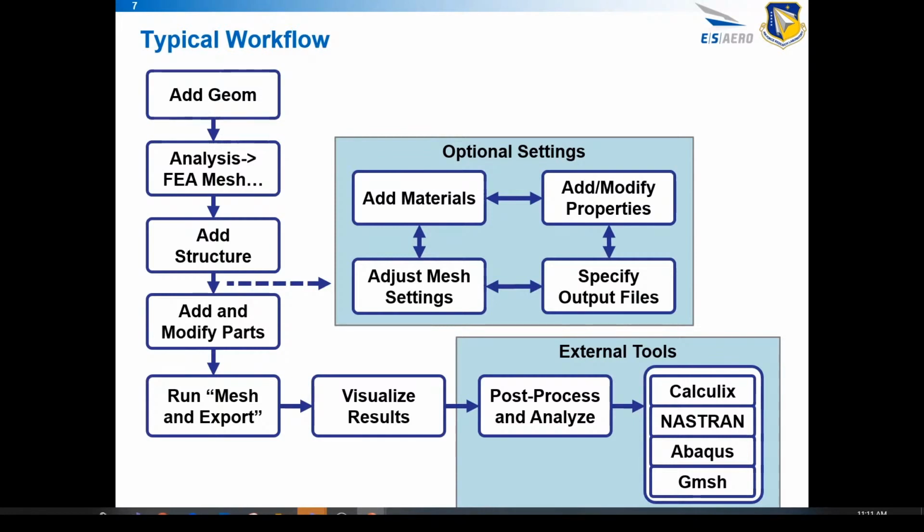Then once you have your structure, you can add FEA parts to it and modify their parameters. Once you're all ready and your structural model is complete, you click Mesh and Export, or, which I didn't mention on here, you can click the Export CAD button. Then you can visualize the results, the intersection curves, things like that, the triangular elements. And then you can take those exported files, your STEP and IGES file, your Nastran file, things like that, and import them into any of these external tools that we support.